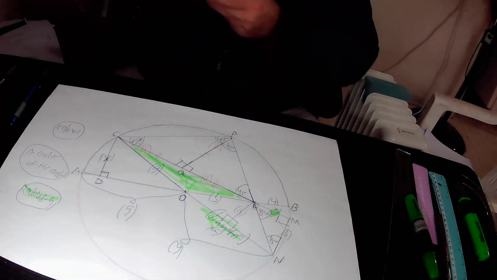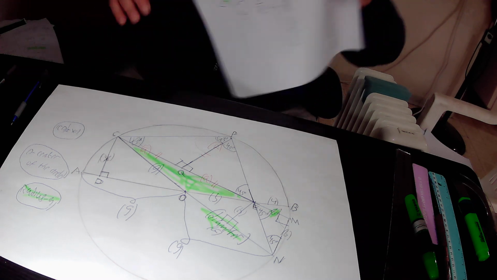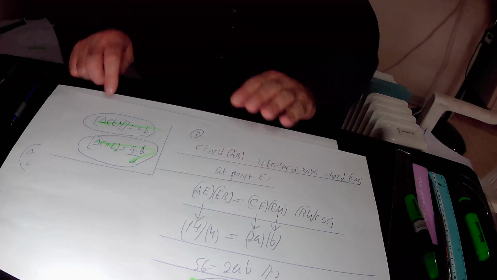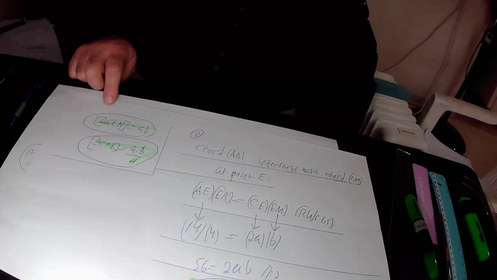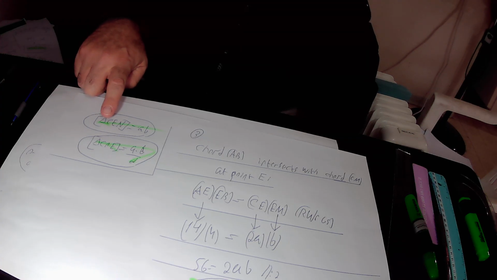Because again, in total, we should find out that the area of the big triangle CN equals A times B in size, and the area of the green triangle COE equals A times B over 2 in size.